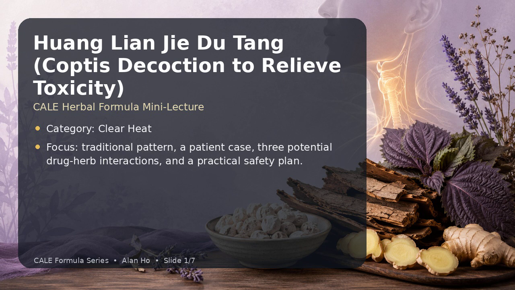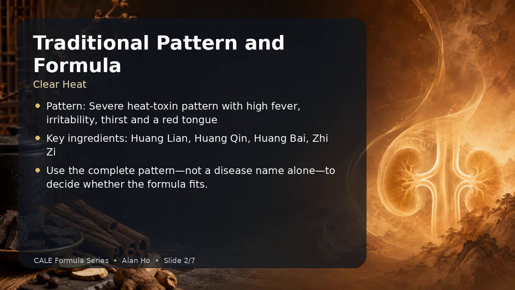The purpose is educational. Herbal formulas are selected by pattern, but medication safety still requires attention to pharmacology, dose, duration, and the individual patient. Traditionally, Huang Lian Jie Du Tang is classified under clear heat. A representative pattern is severe heat toxin pattern with high fever, irritability, thirst and a red tongue. Important ingredients include Huang Lian, Huang Qin, Huang Bai, Zhi Zi.